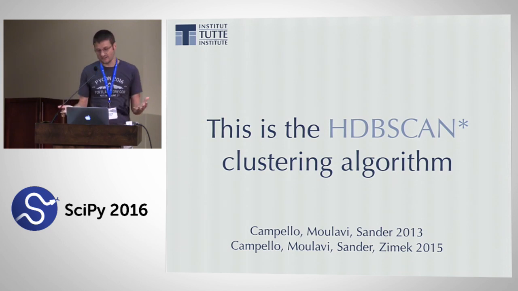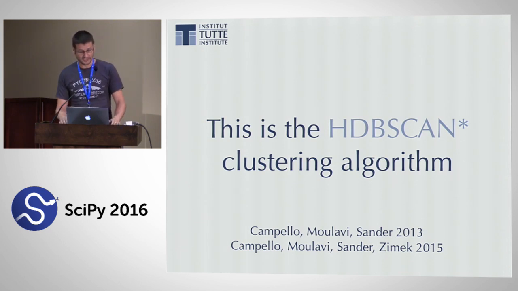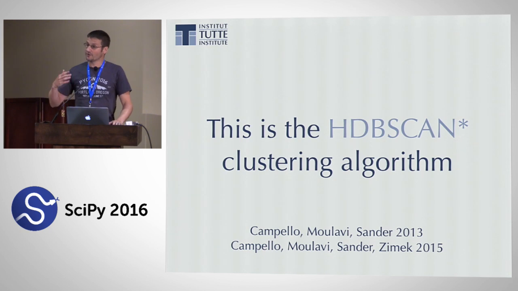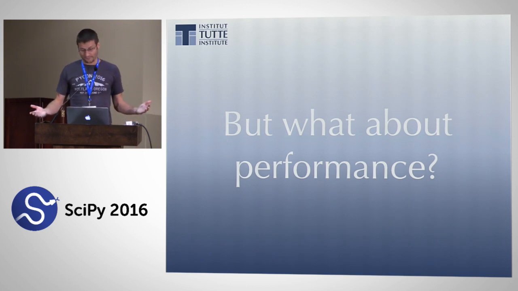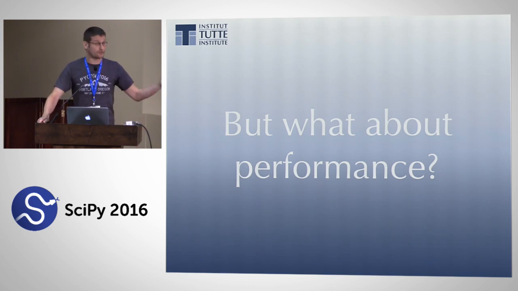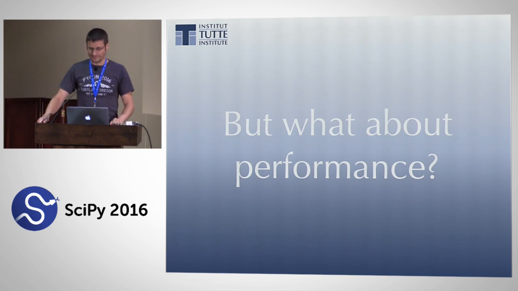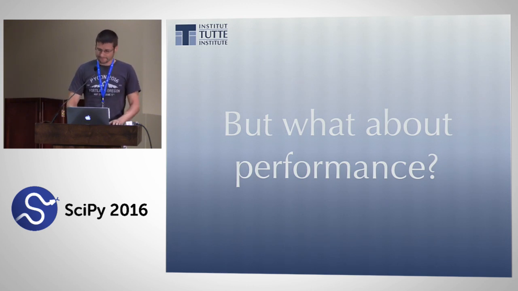So this is the HDBSCAN clustering algorithm. It was described in two papers by Campello, Moulavi, Sander, and Zimek in 2013 and 2015. And it's obviously an algorithm that gives, as far as I'm concerned, excellent results for clustering. So the next question is, what about performance? I described something that was at least computable, but can I compute it quickly?